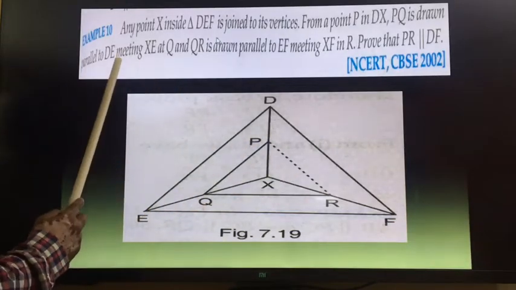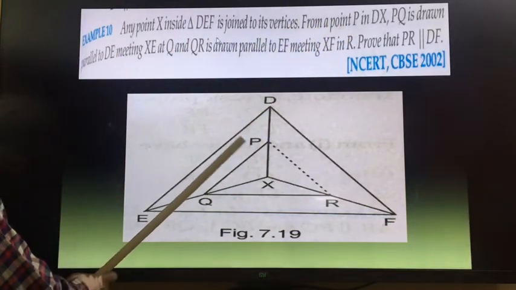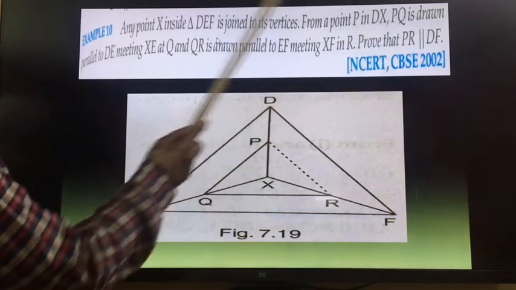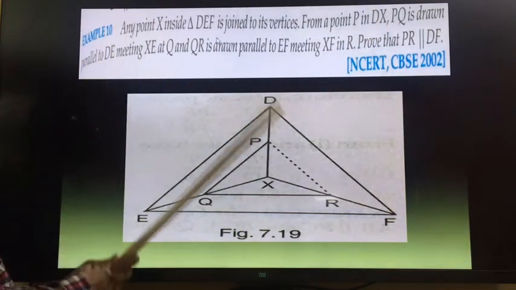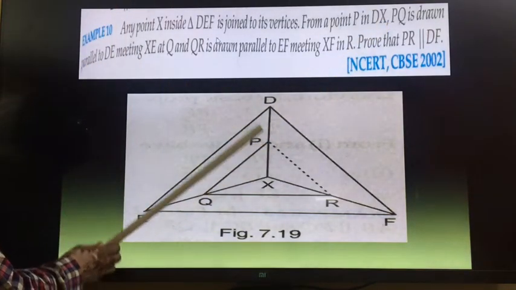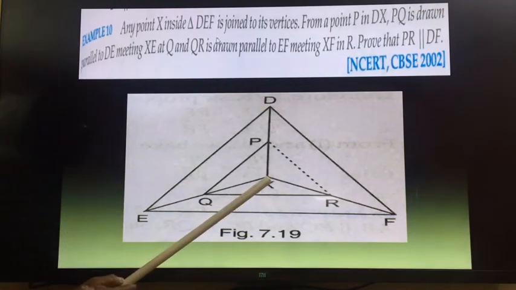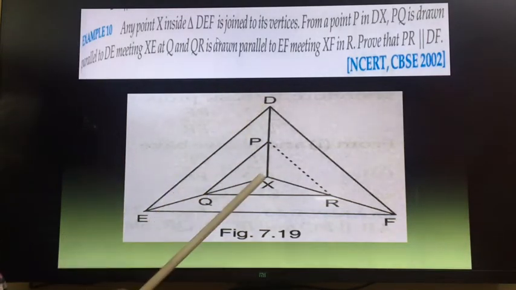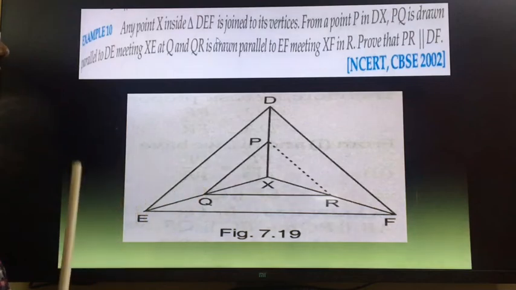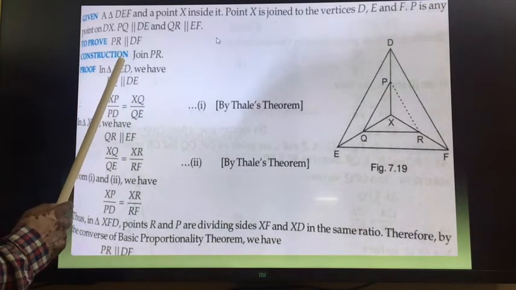So here it is given that PQ is drawn parallel to DE. So we can say XP upon PD is equal to XQ upon QE, because one line is parallel, so the ratio will be equal. So we will apply this method.